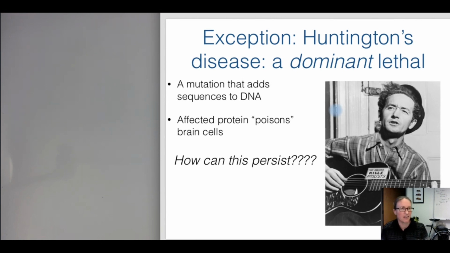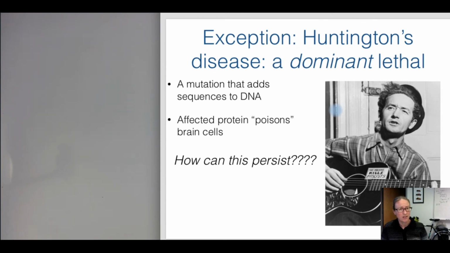But there's actually an interesting exception to that. And that exception is with Huntington's disease. And here's Willie Nelson. He actually died from Huntington's disease. Huntington's disease is a genetic disease where individuals that have the dominant allele wind up having a mutation that adds sequences to their DNA. And eventually there's a buildup of protein in brain cells that poisons those brain cells and kills individuals with Huntington's.